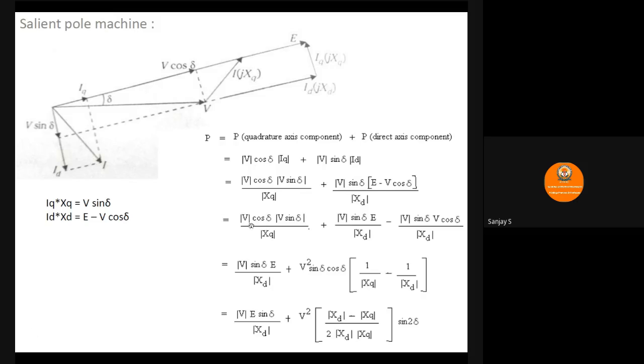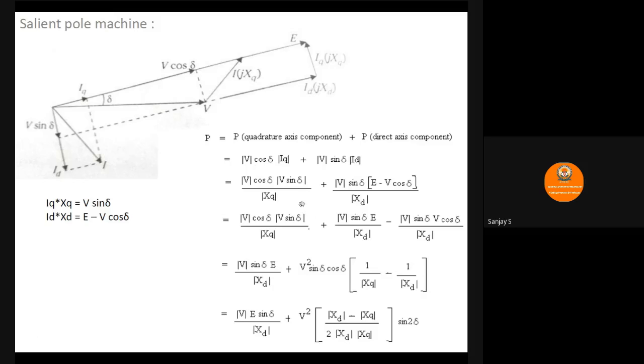Then you have the first term in the next step, V cos delta V sin delta by XQ plus V sin delta E by XD minus V sin delta V cos delta by XD. In the next step you have V sin delta E divided by XD plus the other terms left over, V square sin delta cos delta into 1 over XQ minus 1 over XD. If you simplify this, you have V sin delta by XD plus V square into XD minus XQ by twice XD XQ multiplied by sin 2 delta.